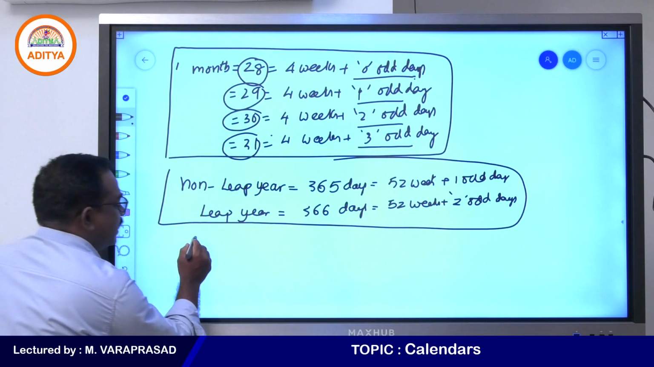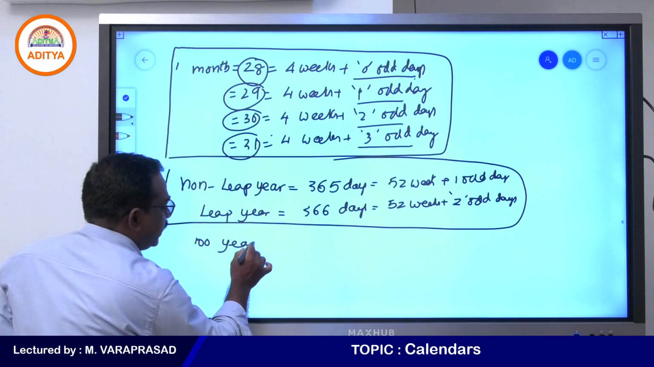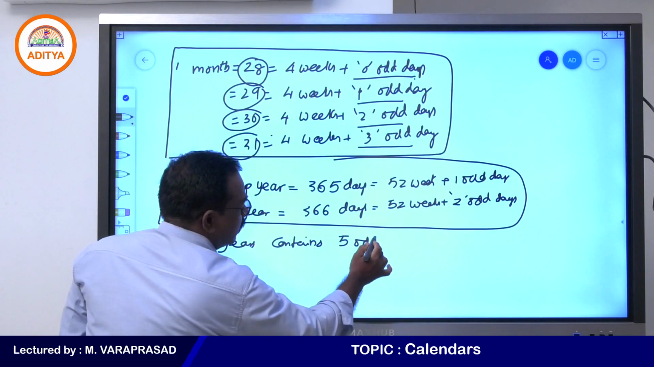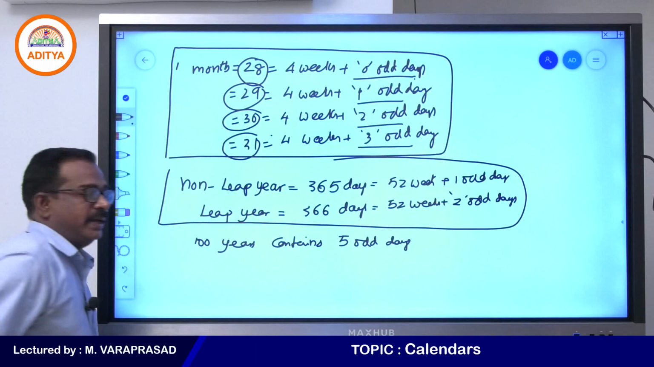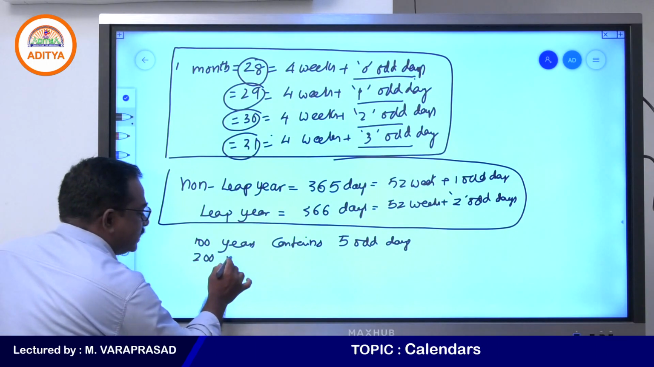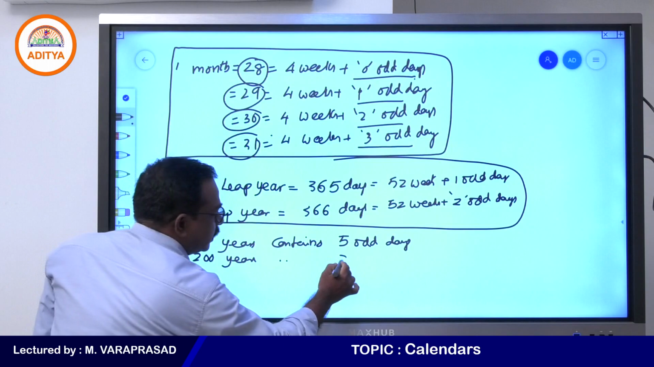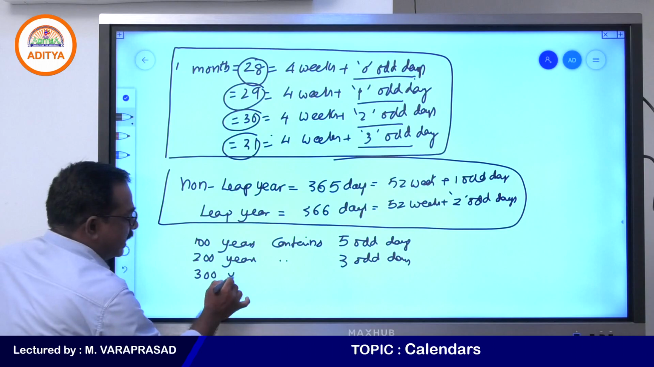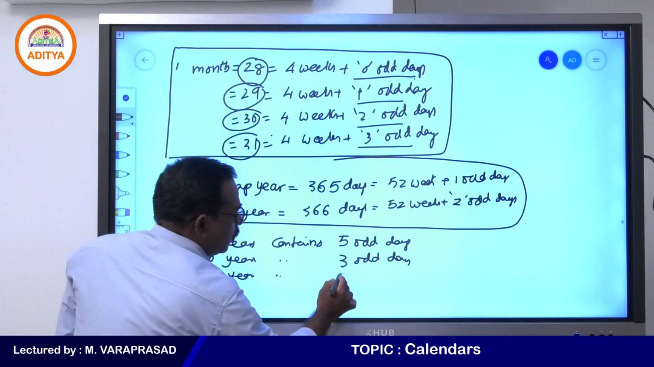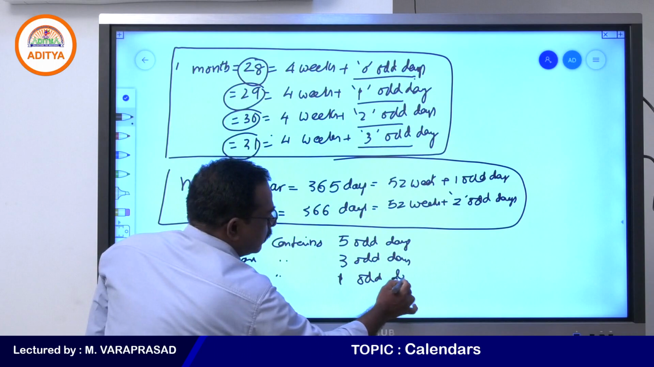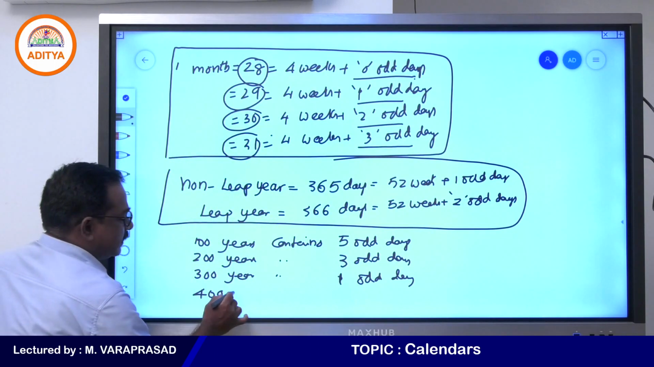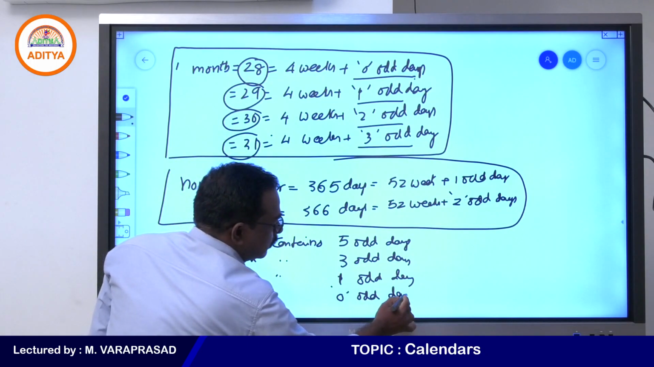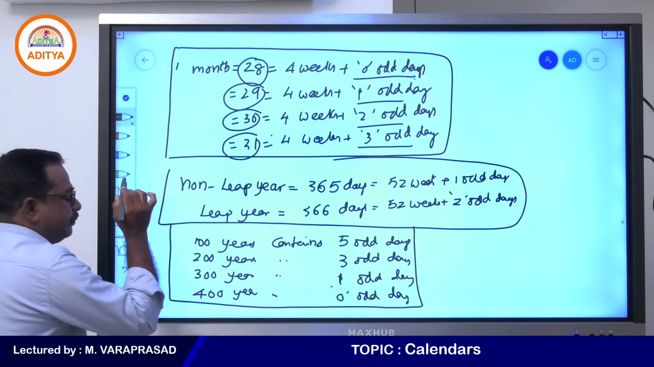About centuries, 100 years. 100 years contains 5 odd days. 200 years contains 3 odd days. 300 years contains 1 odd day. 400 years contains 0 odd days. So this is about centuries.